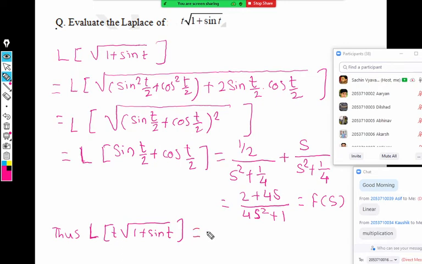This is the minus 1 into F dash. First write the formula always: minus F dash. Now how to differentiate? Just by the u by v quotient rule. So denominator 4s square plus 1, derivative of numerator 4, minus numerator 2 plus 4s into derivative of the denominator, that is 8s, divided by denominator square.